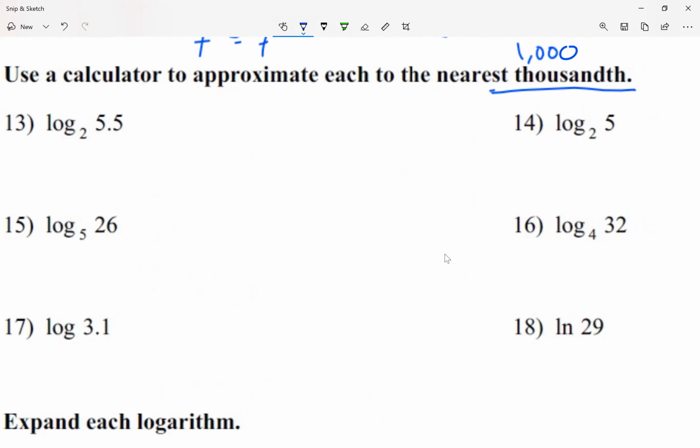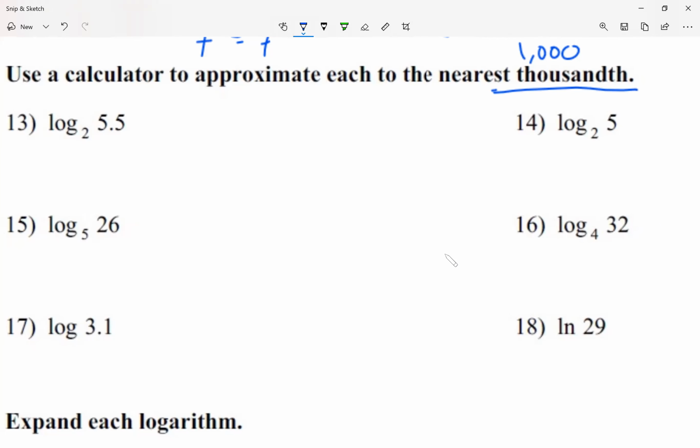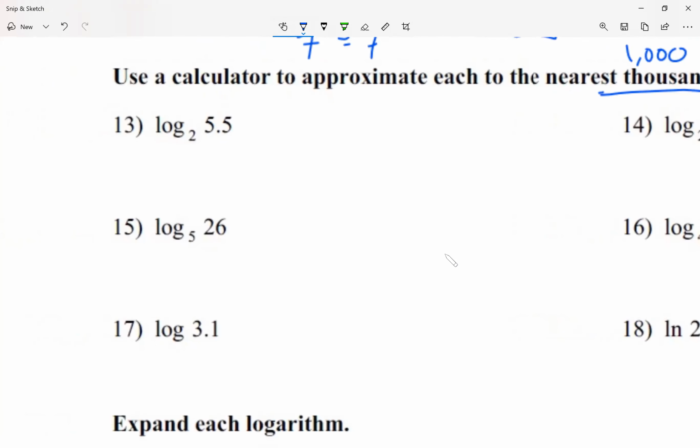It sounds like 1,000. Thousandth sounds like 1,000. Notice how my number 1,000 has 3 zeros. I expect my answer to have 3 decimal places. Okay, so in this case, because I'm dealing with thousandth, 3 decimal places. Let's take a look. To begin with, I can write this as an x, right? This is what most people will want to do. All right, 2 to the x is equal to 5.5.